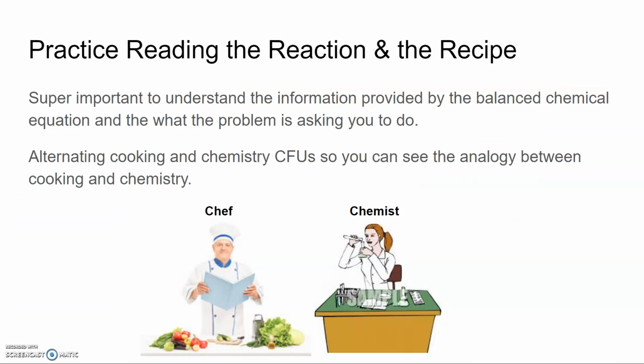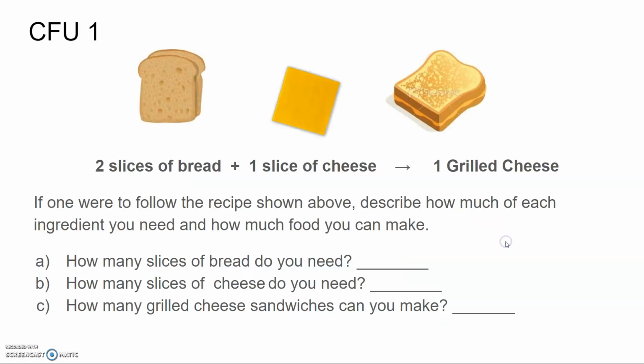Now, having that understanding in the back of our mind is helpful in learning how to read the problem, interpret what the problem is asking us, and figuring out the key information provided by the balanced chemical equation. So what we're going to do to tackle that is look at some CFUs where we alternate between a cooking scenario and a chemistry scenario, so you can see the analogy between the two for both types of problems.